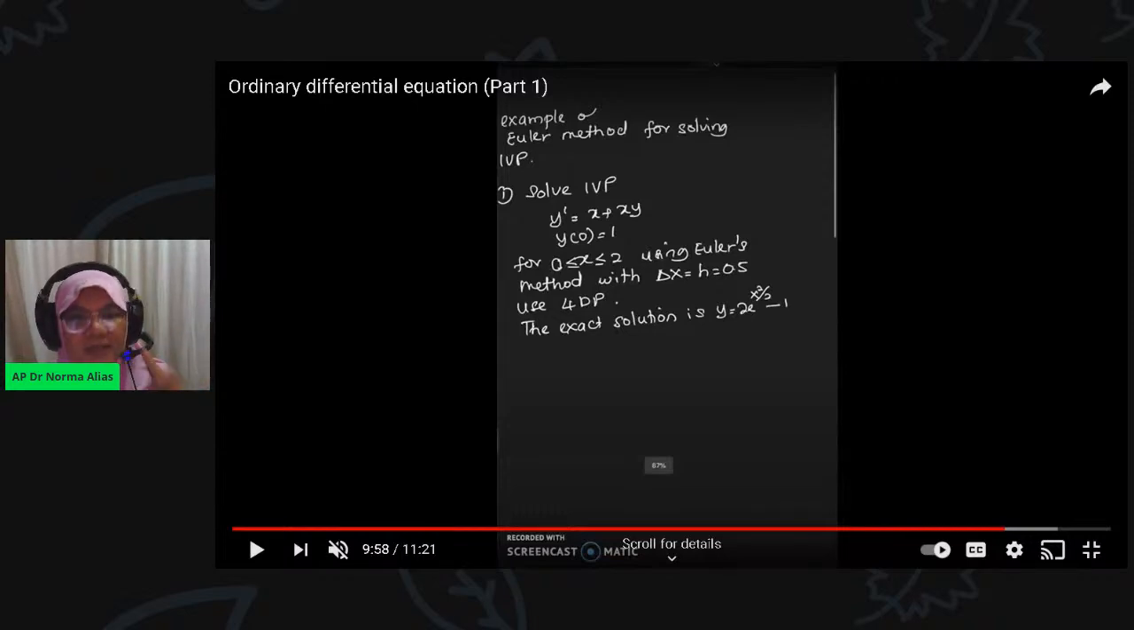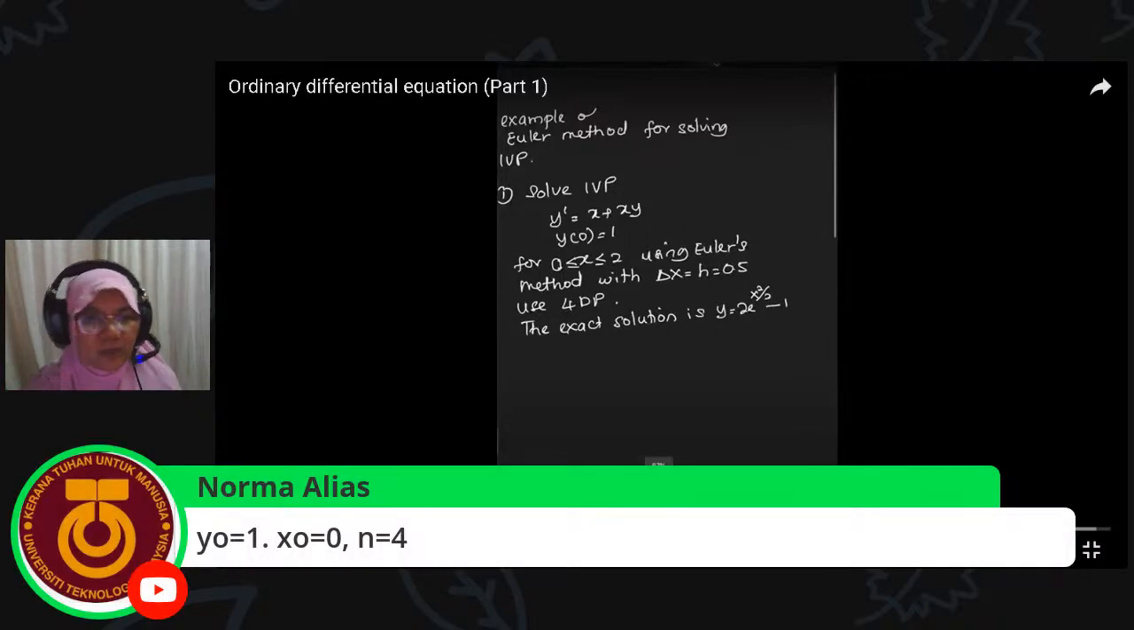Based on the question, you already know that y0 is equal to 1, where 0 is a subscript, and x0 is equal to 0. You also know that when h is 0.5, n is equal to 4. This is what you get from the question. You also have to know that y prime is equal to f(x, y). You need to set this in your mind to solve this problem using three methods: Runge-Kutta, Taylor's, and Euler.